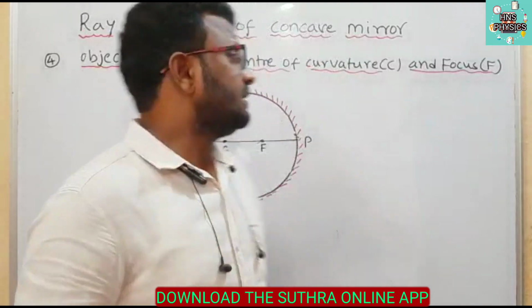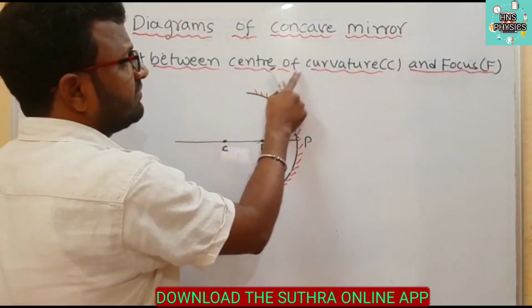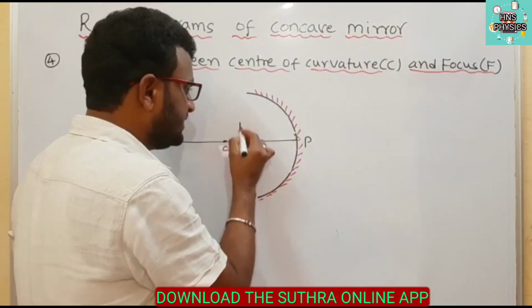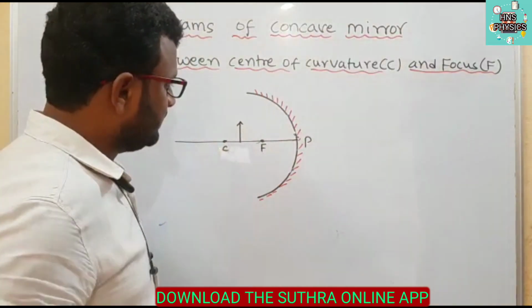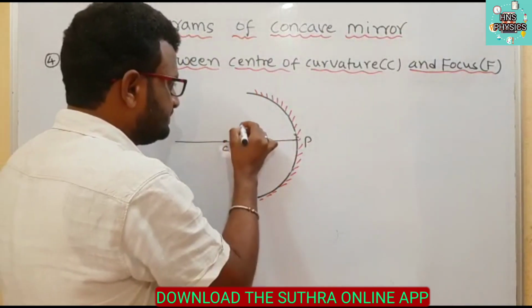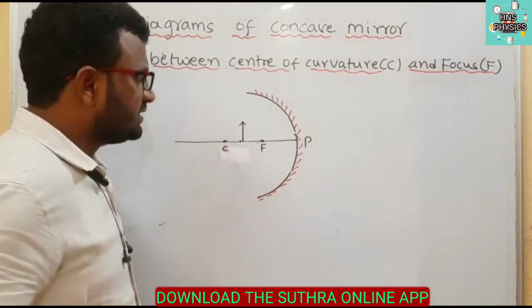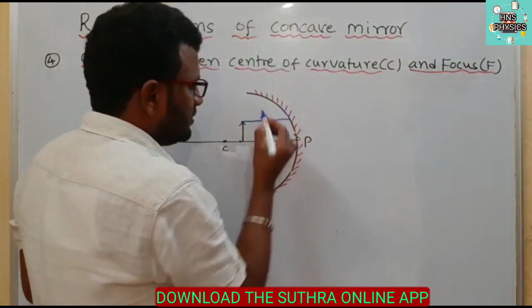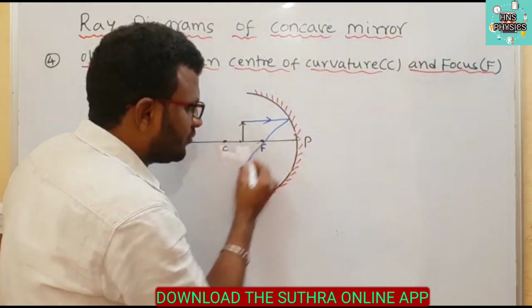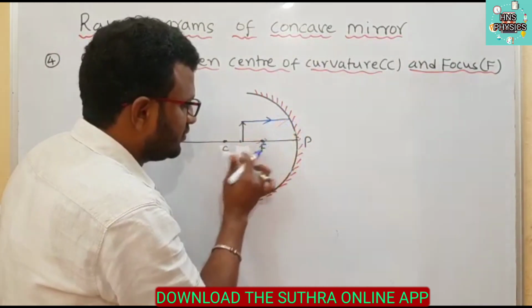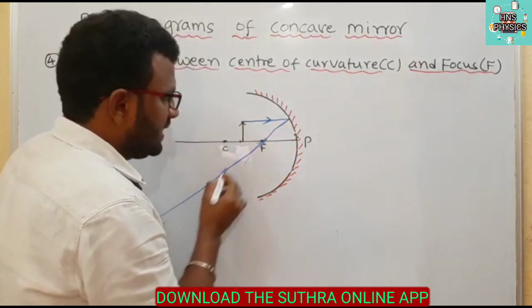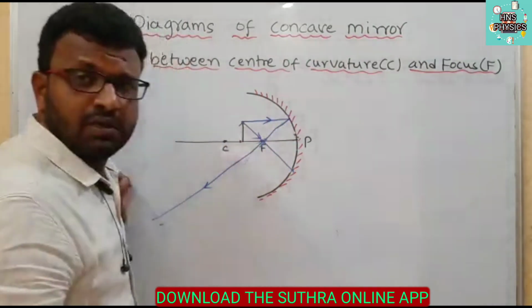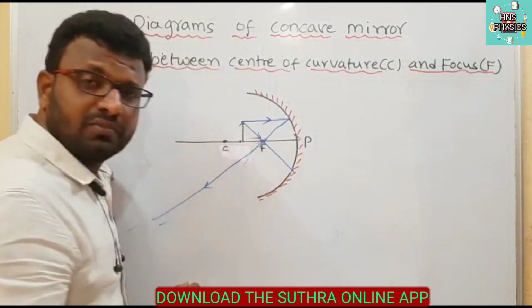Come to the fourth rule. Here the object is placed between the center of curvature and focus. So this is the object, located between the center of curvature and focus. Now I am going to take the first rule here. After reflection, it passes through the focus. Next, I am going to take the second rule. By using these two rules, I am drawing the ray diagram.